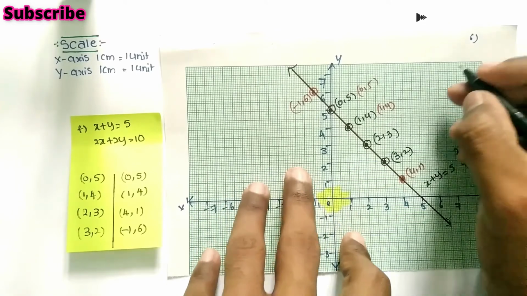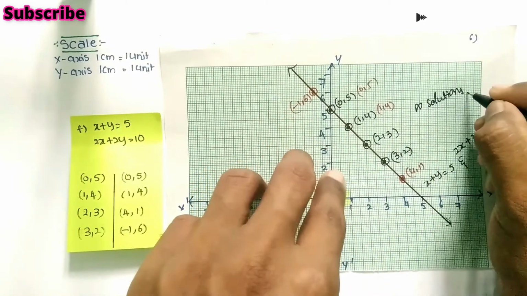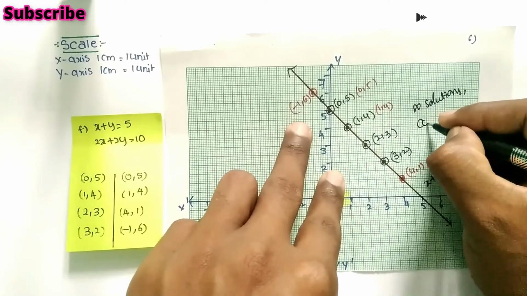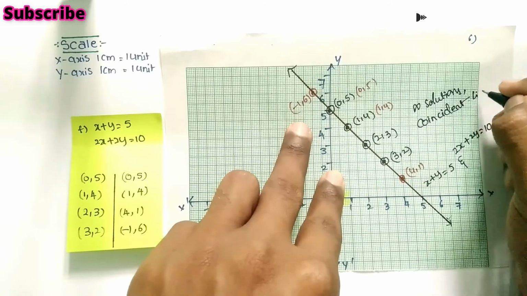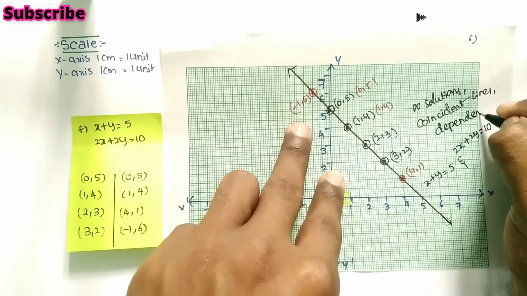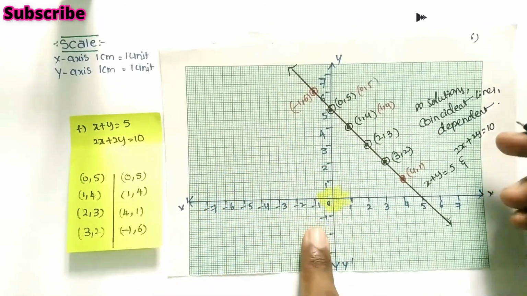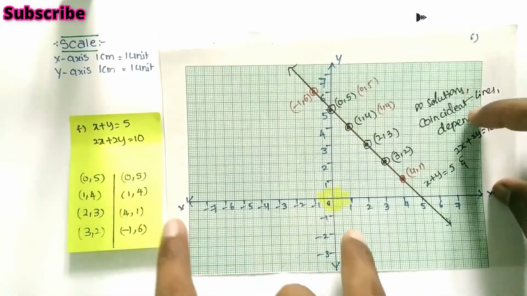So all points are solutions, infinite solutions. You can write infinite solutions and coincident lines. Coincident lines, then you can write again, dependent on each other. So these are the graph lines for the given points. We have to draw like this.